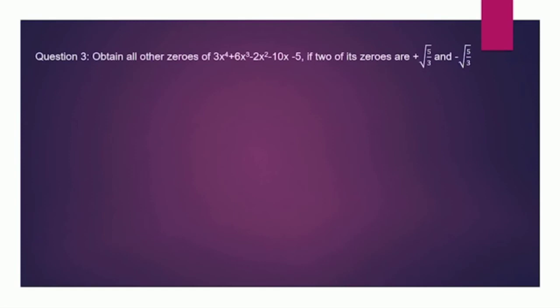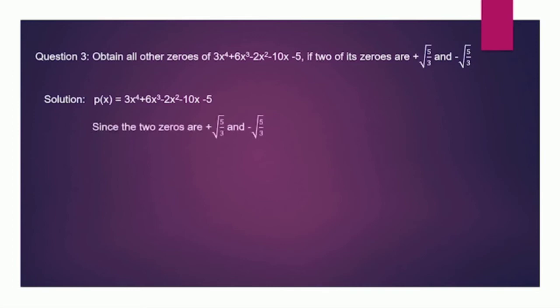Moving on to the third main question, they have asked us to obtain all other zeros of 3x to the power 4 plus 6x cube minus 2x square minus 10x minus 5 if two of its zeros are plus square root of 5 by 3 and minus square root of 5 by 3. What they have given us is p of x, they have given us 3x to the power 4 plus 6x cube minus 2x square minus 10x minus 5. Two of its zeros are plus square root of 5 by 3 and minus square root of 5 by 3.